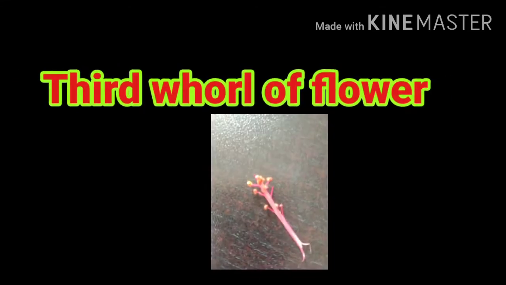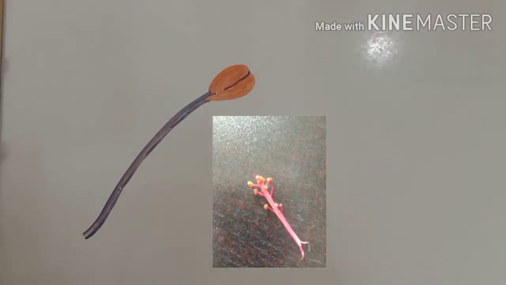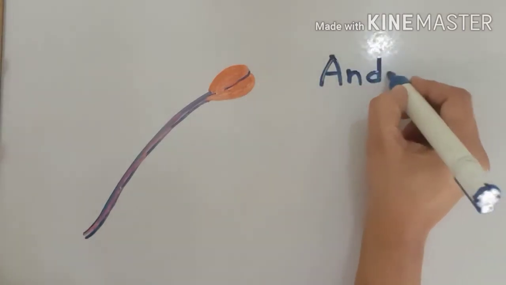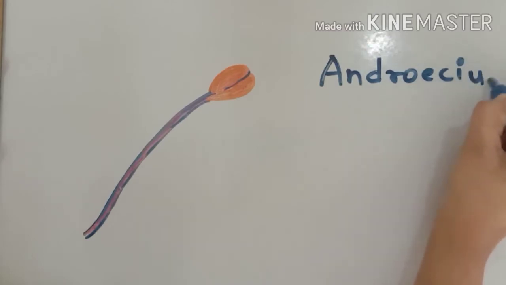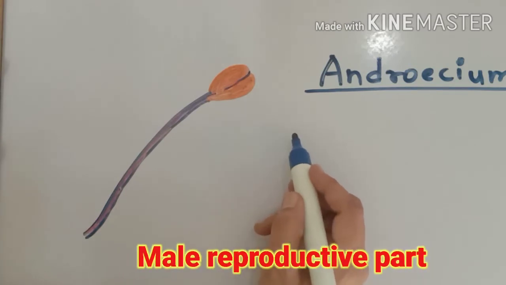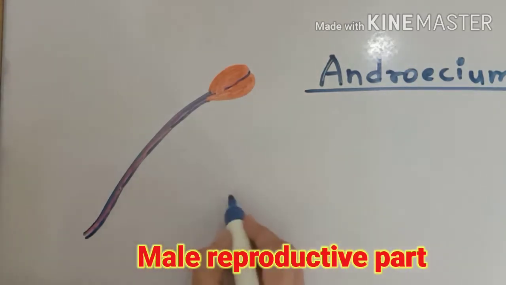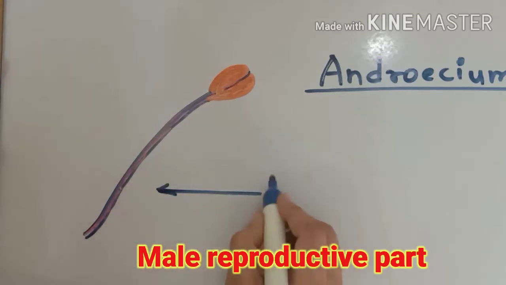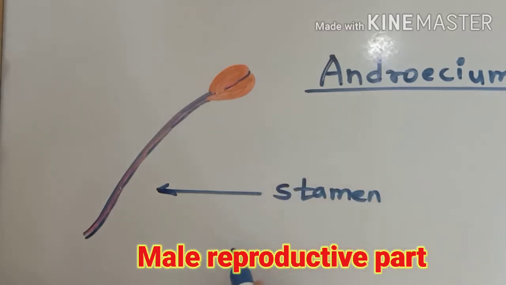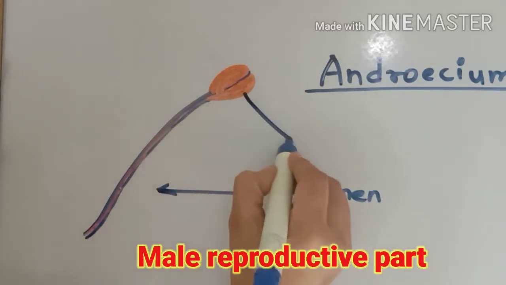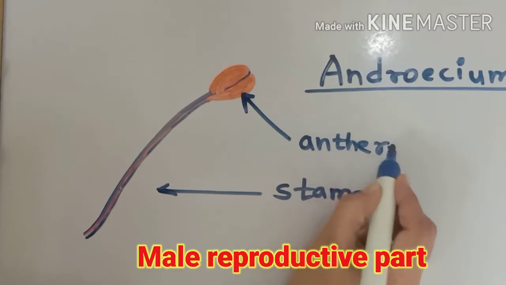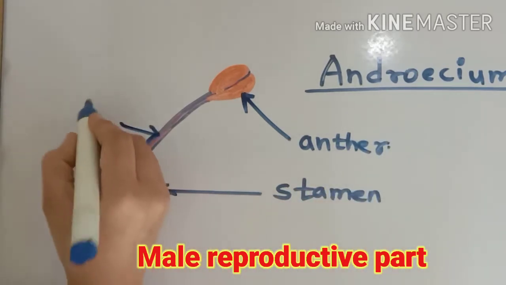Third whorl of flower. Students, this is the third whorl or part of flower which is called androecium. This whorl is the male reproductive part of flower. It consists of stamen. This part is called stamen. This stamen is made of anther and filament. This part of flower is called anther. And it is attached with filament.